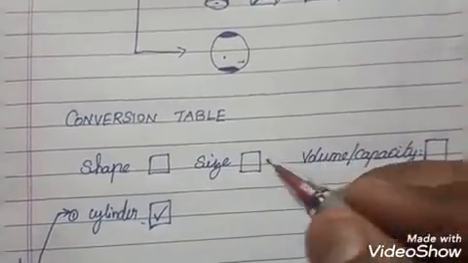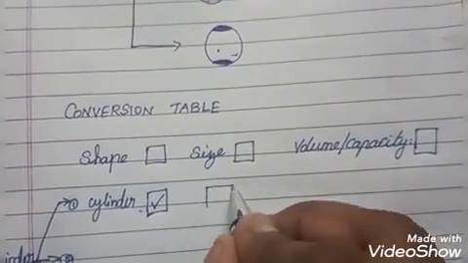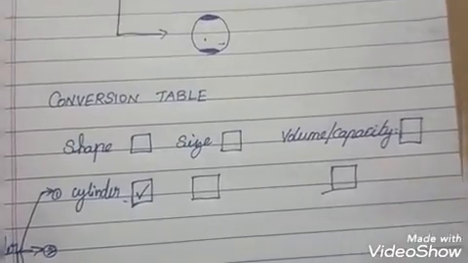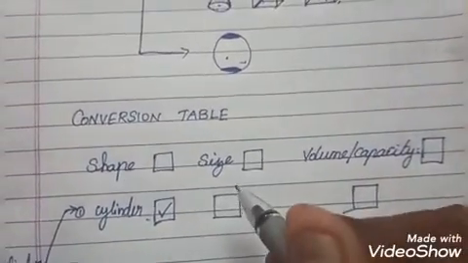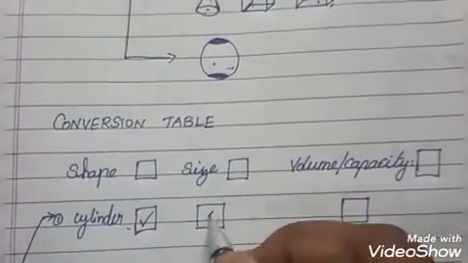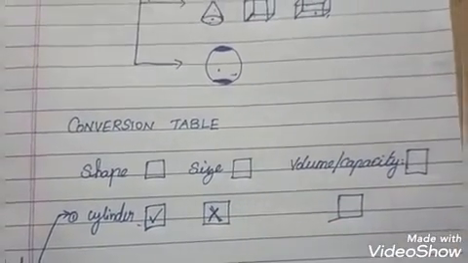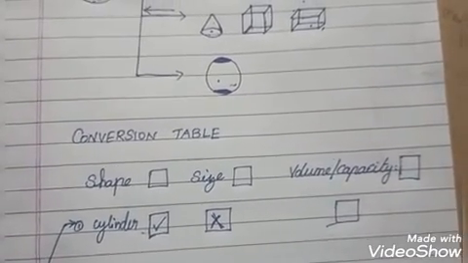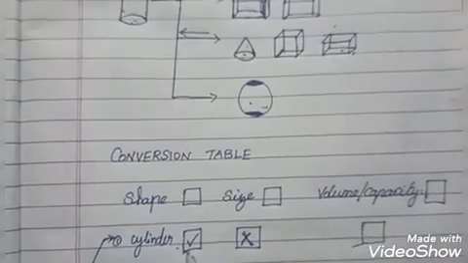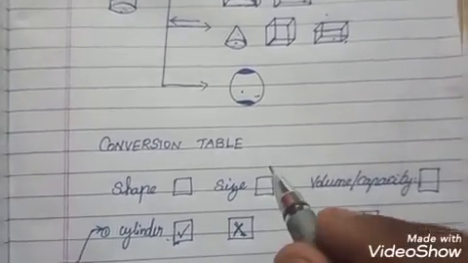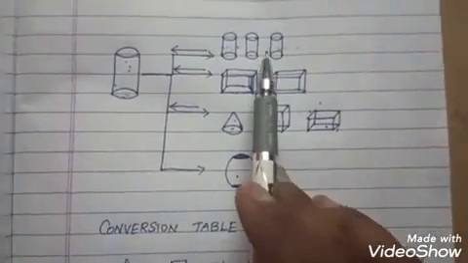Okay, and then I put a box for size and a box for volume. Here size, yes, the bigger one is converted to a smaller one, so size is different. So size changes. A tick mark means it remains the same. A cross mark means it is different. Okay, so now you can see.